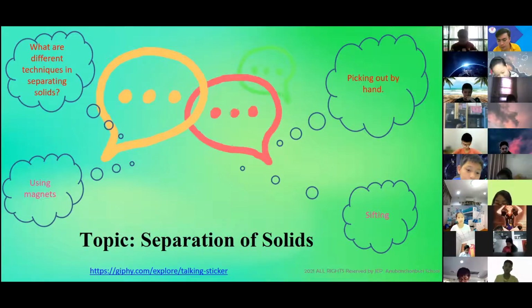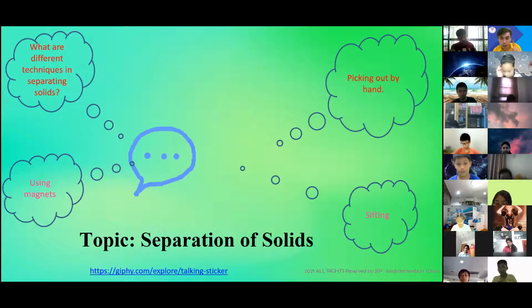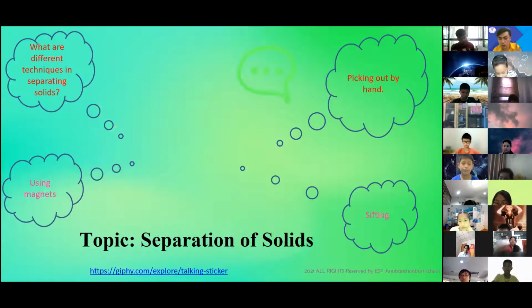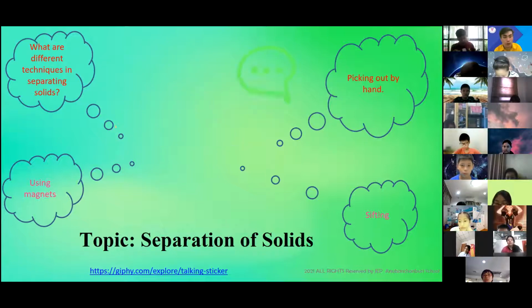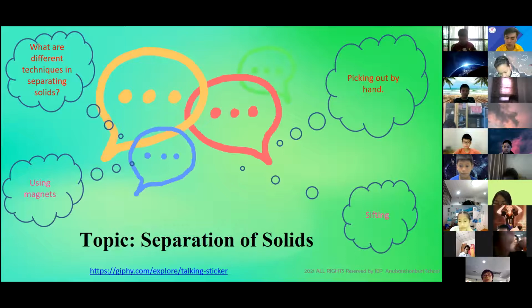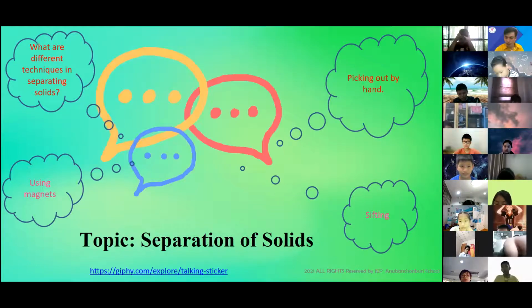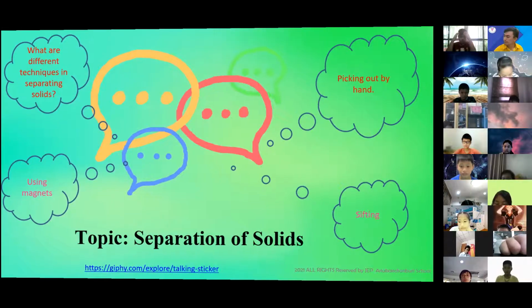Okay, so we have here three types of mixture. Solids of different sizes, insoluble solid in a liquid, soluble solid in a liquid. Okay, so we are going to focus on the first one, separation of solids of different sizes. Okay, good. Now let's proceed to our vocabulary words for today.